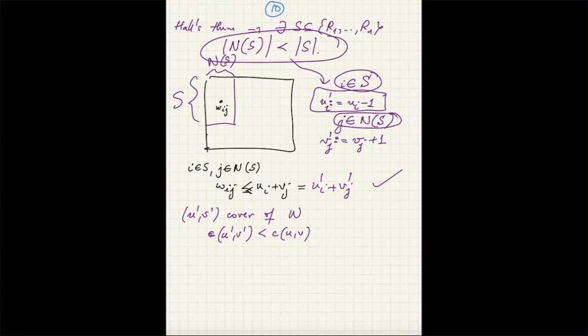And eventually, the transversal weight increases, and at some point this procedure will yield a transversal T and a cover U0 V0 such that the weight of T equals the cost of U0 V0. Okay. I will give an example at the beginning of next lecture related to this algorithm, but since I'm out of time, I will stop here.